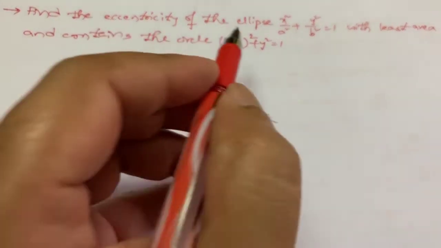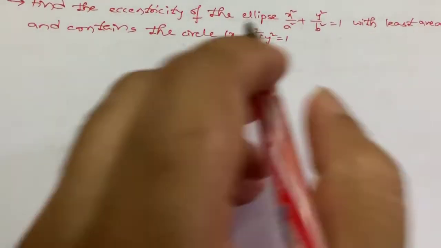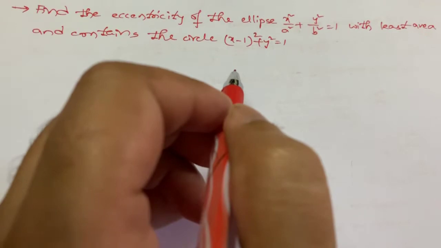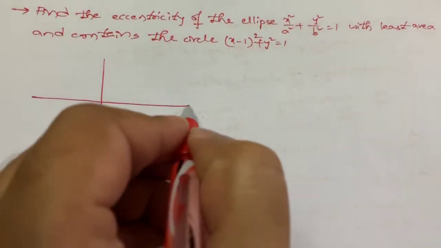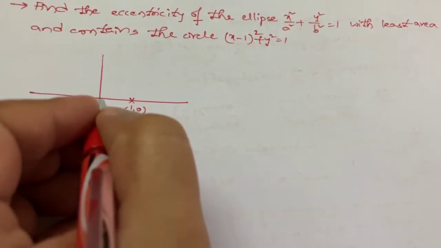Find the eccentricity of the ellipse x²/a² + y²/b² = 1 with least area and contains the circle (x − 1)² + y² = 1. So first, the given circle is having center at (1, 0) and radius is 1 unit.